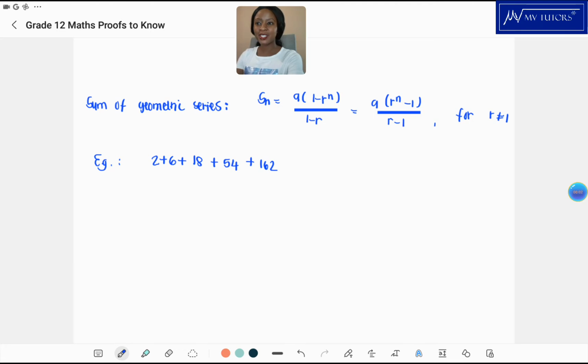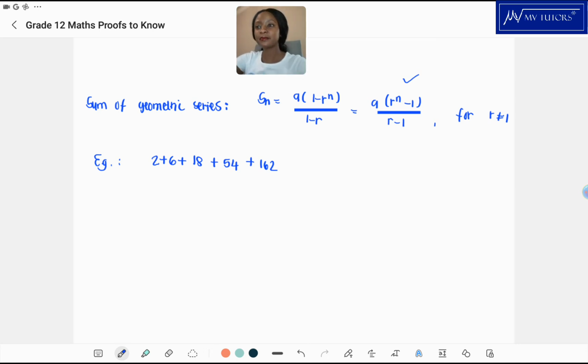Alrighty, so for the geometric series, we need to prove that the sum of the terms is equal to a times 1 minus r to the power n, over 1 minus r, or this side, where the 1 and the r to the power n are swapped. Okay, so I've also decided to start with us using values, and then we'll get to the actual proof.